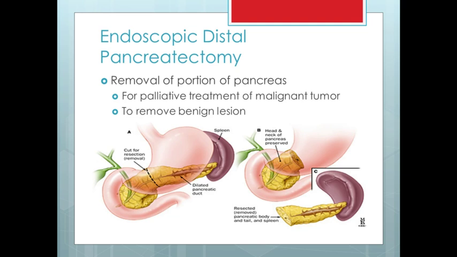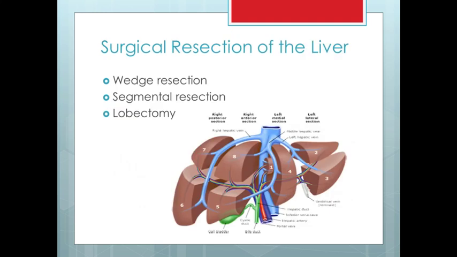Pancreatectomy is the removal of a portion of the pancreas for palliative treatment of a malignant tumor or to remove a benign lesion. There are different types of resections of the liver: a wedge, segmental, and lobectomy. The type of resection used depends on the type of tumor, the nutritional status of the patient, and the function of the liver at the time of surgery.